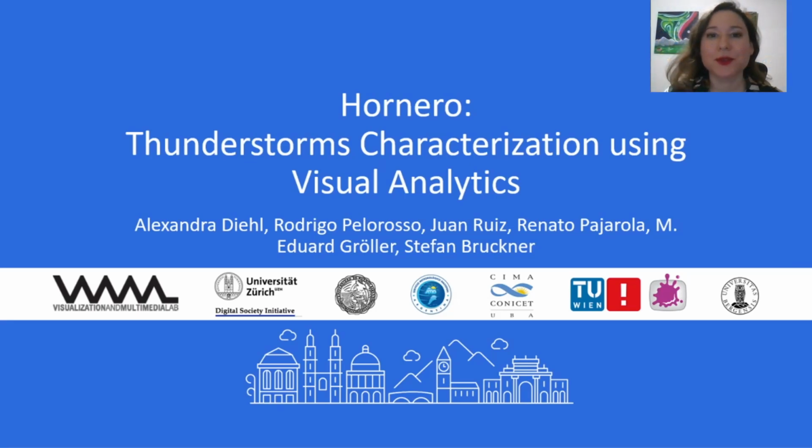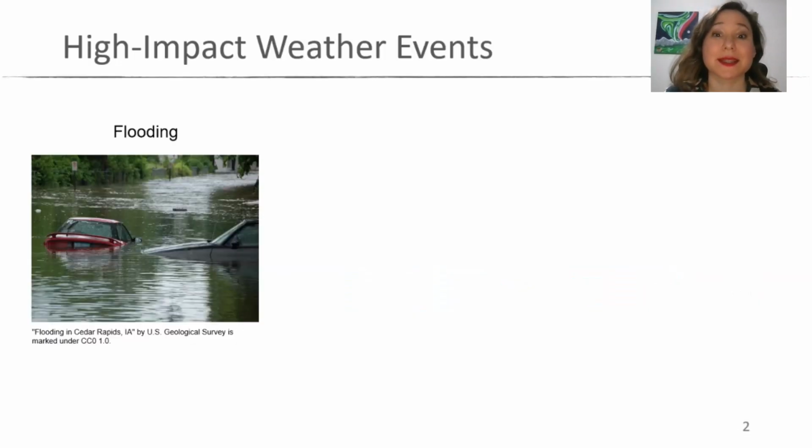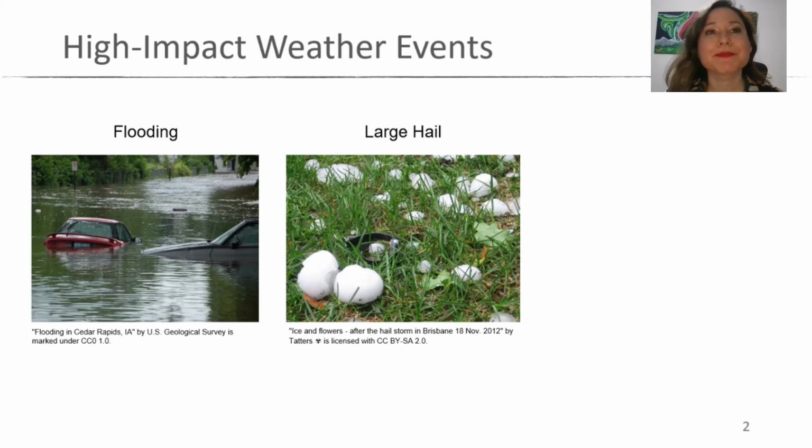Today I will introduce to you Hornero, our work on thunderstorms characterization using visual analytics. Thunderstorms are among the most prominent high-impact weather events. They produce natural disasters such as extensive flooding, dangerous hail masses, and strong winds.